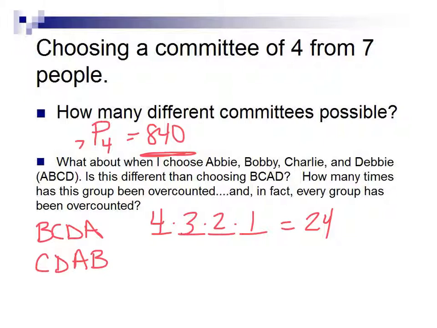Okay, as did every group, really. And so what we end up doing is we take that 840 and we're going to divide it by 24. And that's going to tell us actually how many different groups I could come up with, or how many different committees. And so in this case, it's really 35 is what I got when I divided that, not 840. So what's different? Why was this problem different?